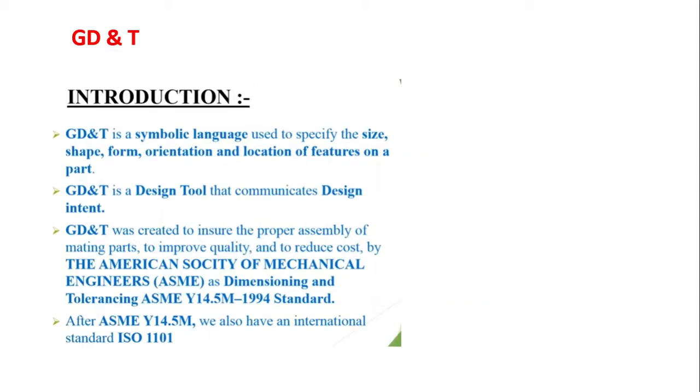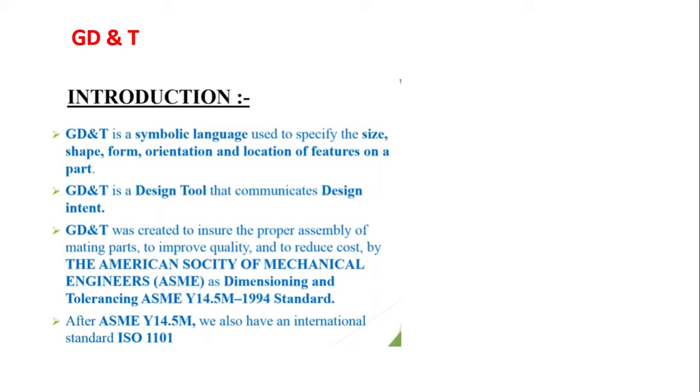GD&T is a symbolic language used to specify the size, shape, form, orientation and location of features on a particular part. By using these GD&T symbols, we find out the part specifications and the locations.